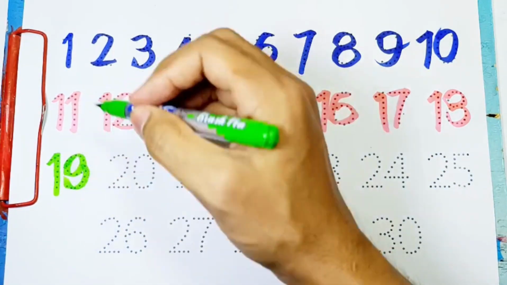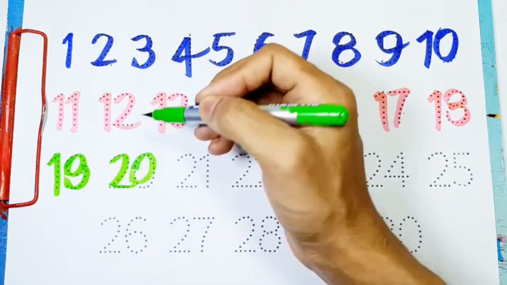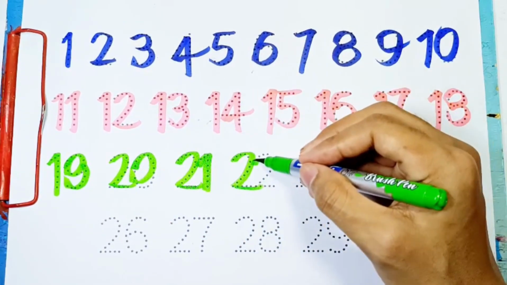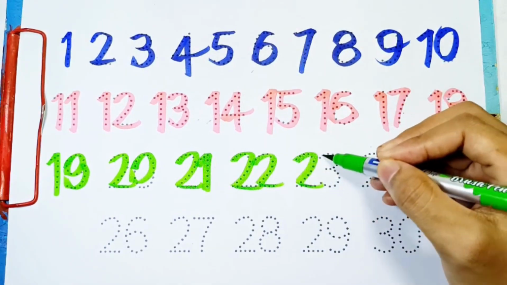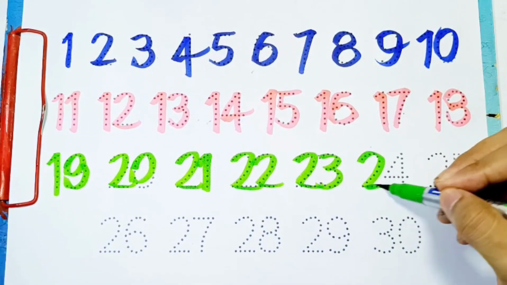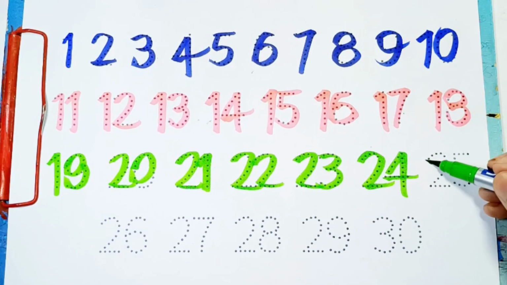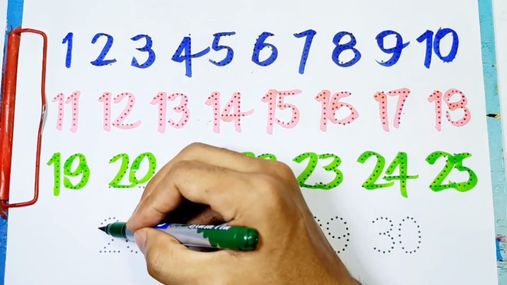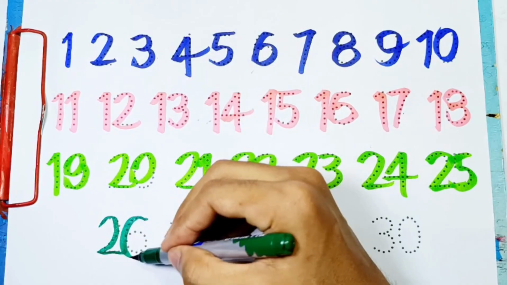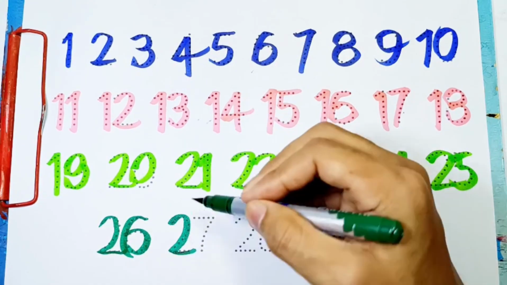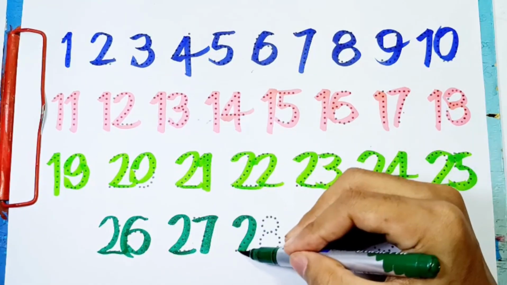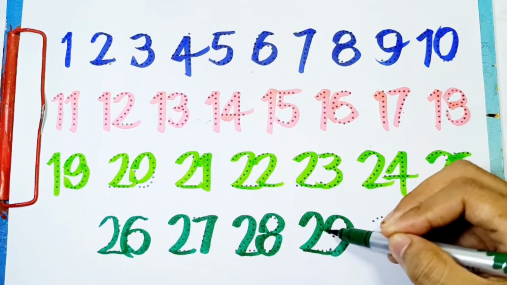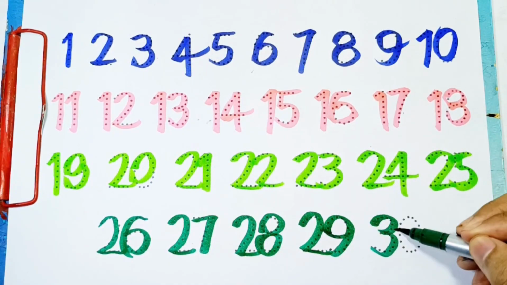19, 20, 21. The next one is 22, 23, 24, 25. Now we're using the color of dark green. 26, 27, 28, 29, 30. The number of 30.